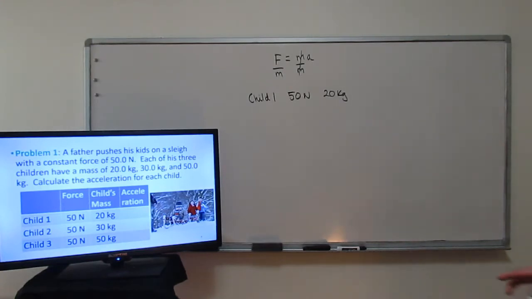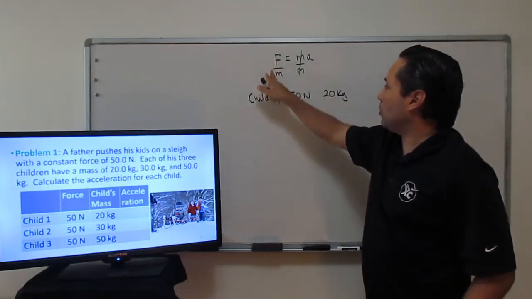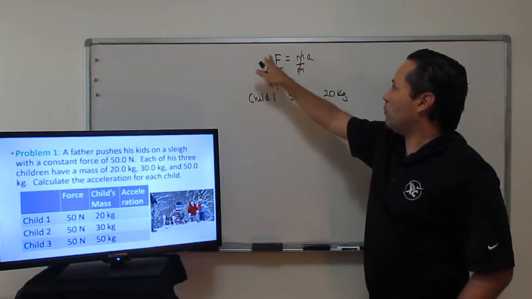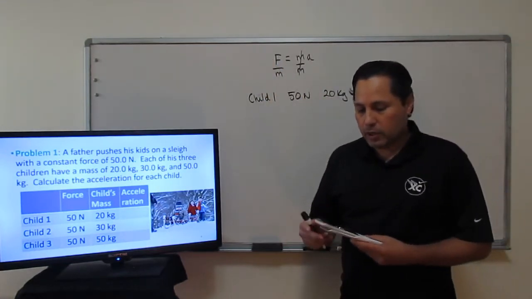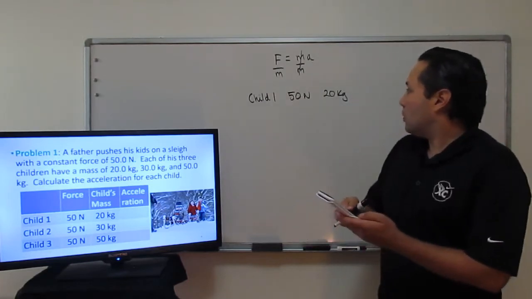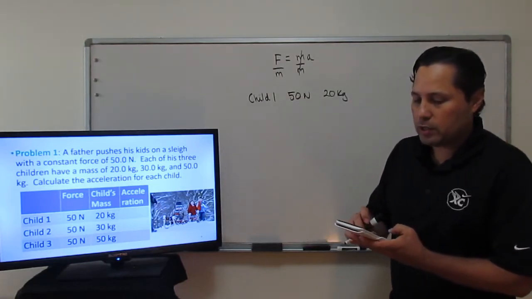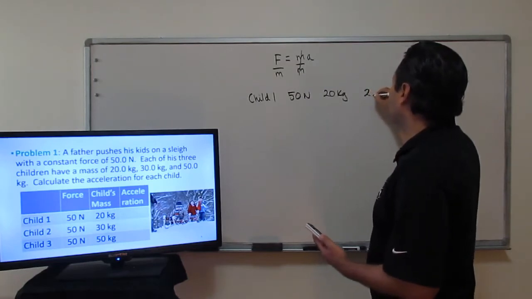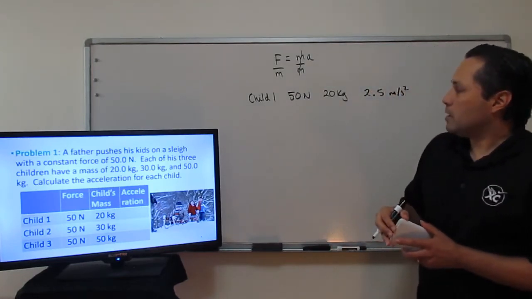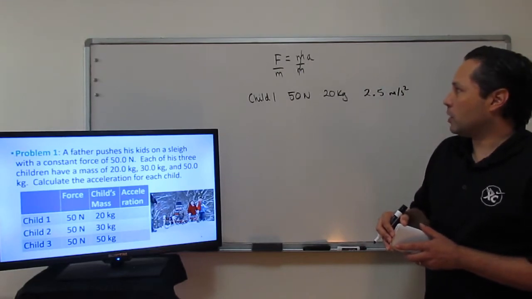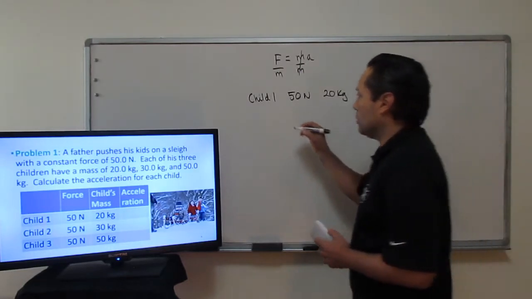All we have to do is divide the force by the mass. So the force divided by the mass is 50 newtons divided by 20 kilograms, and that's going to give us the acceleration. 50 divided by 20 gives us 2.5 meters per second squared.